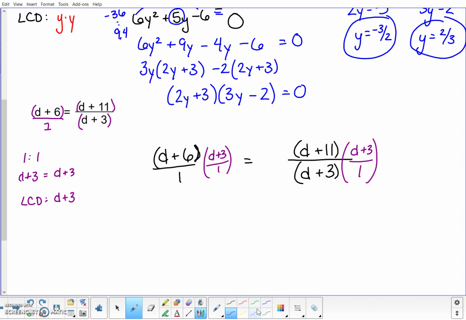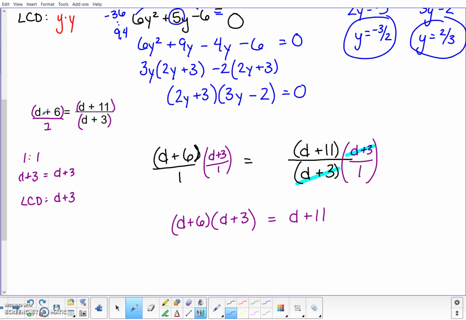Now, you should see that again we can cancel. Here I don't have anything to divide by on the bottom, I just have ones. Over here I have a d plus 3 group on top and a d plus 3 group on the bottom. And since that makes a ratio of 1, I can cancel it out. Now, you should see that we're left with d plus 6 times d plus 3 on the left equaling d plus 11 on the right.